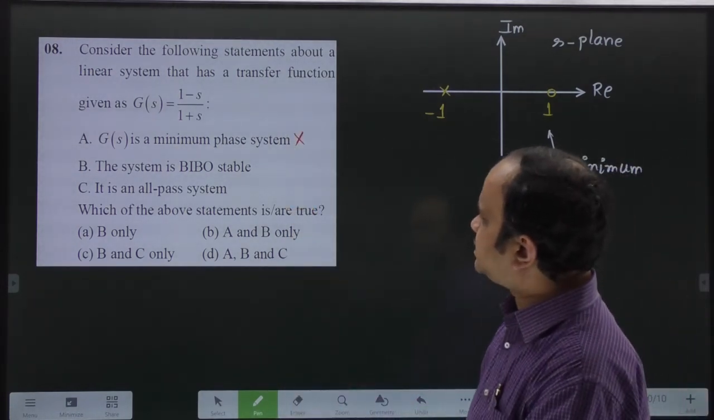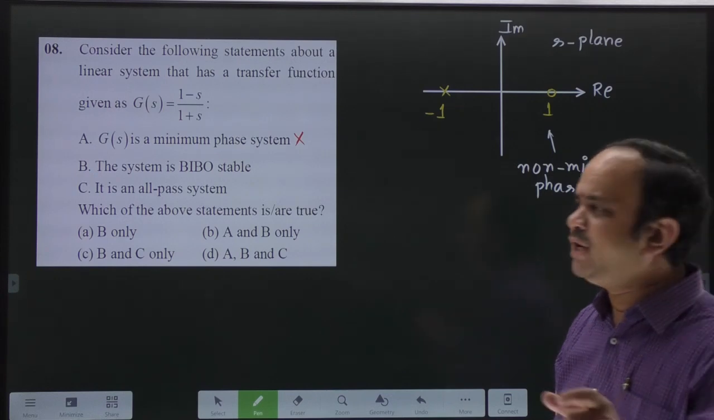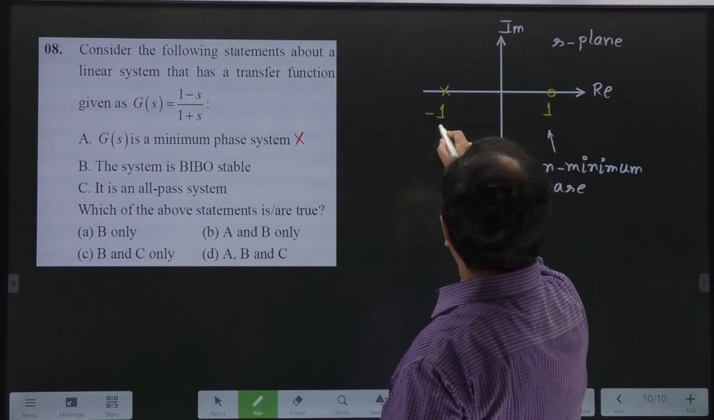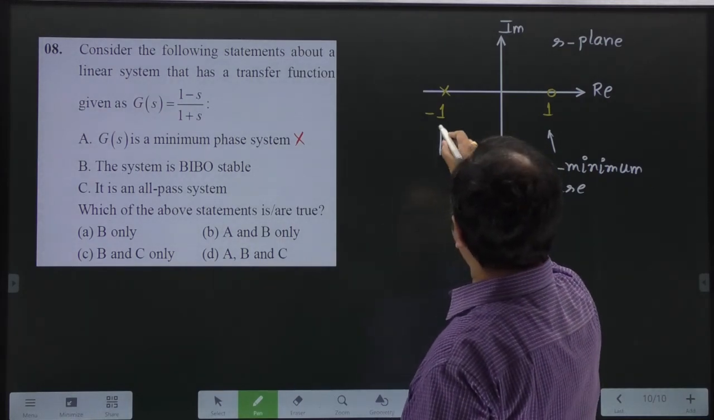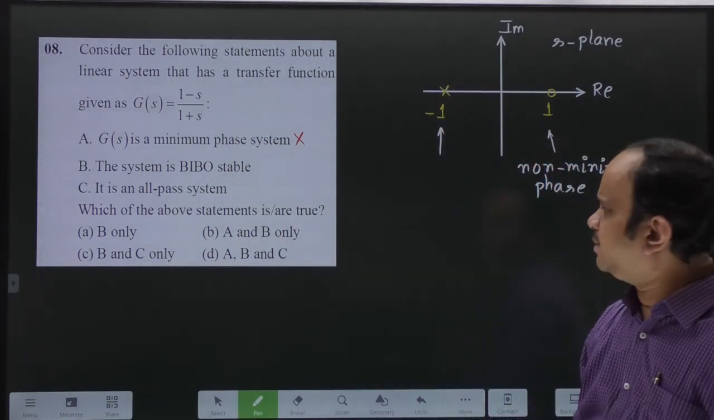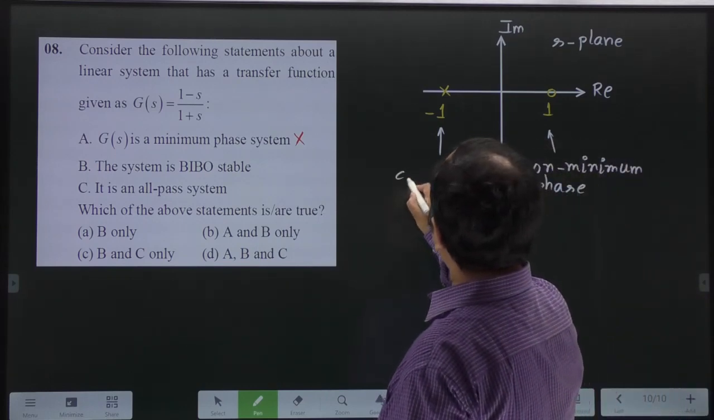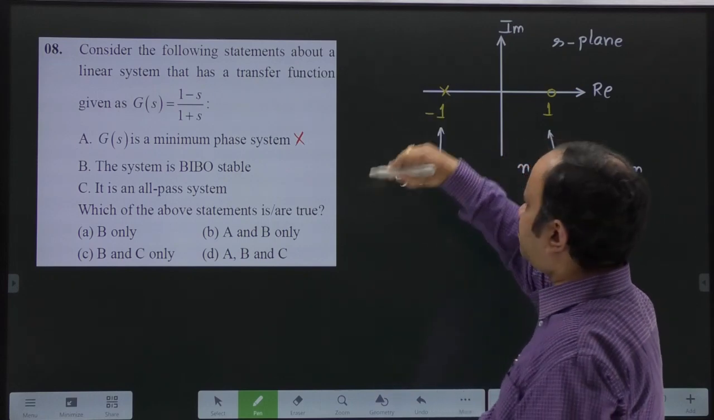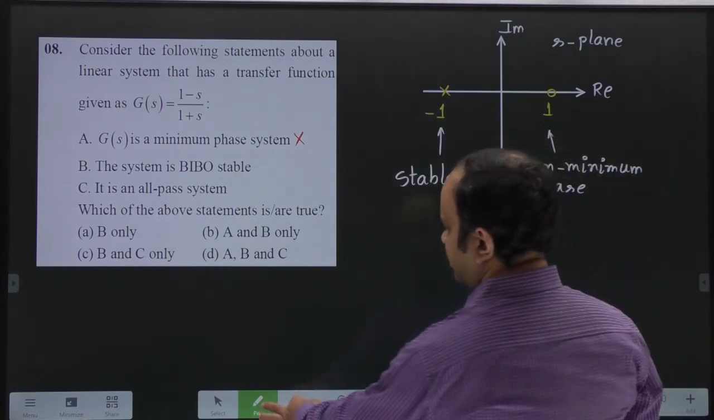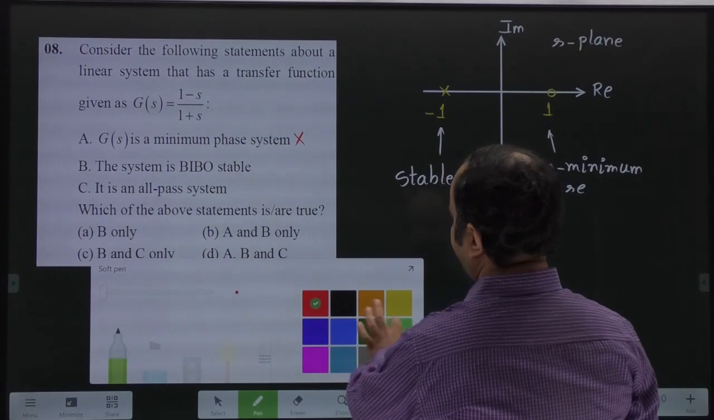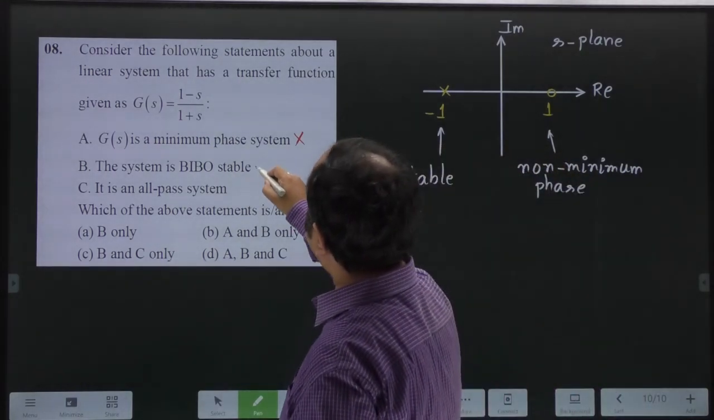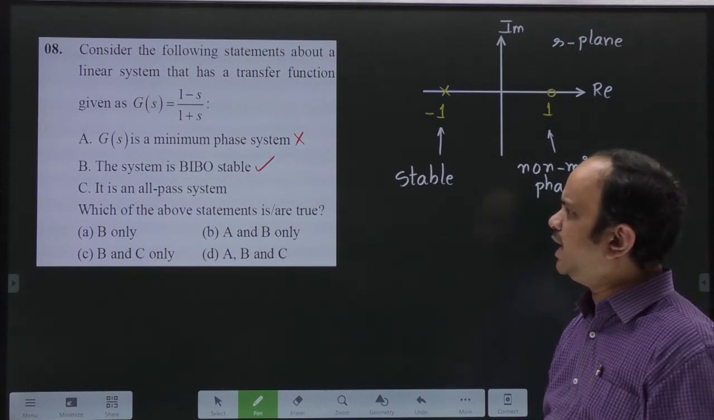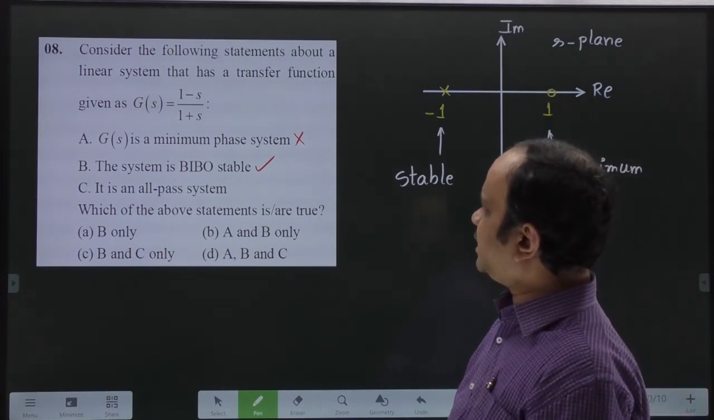Next, the system is bounded input, bounded output, stable. That is correct, because there is a pole at left hand side. Because of this, you can say that the system is stable due to the pole at the left hand side. When we give a finite value or bounded input, the system will deliver bounded output as well. Hence, statement B is correct.